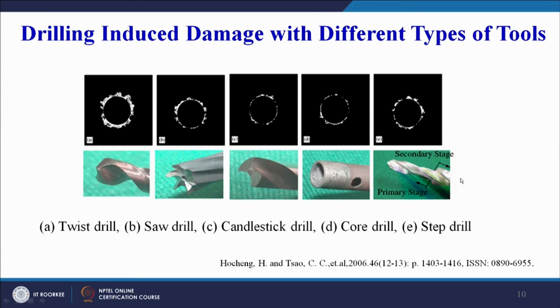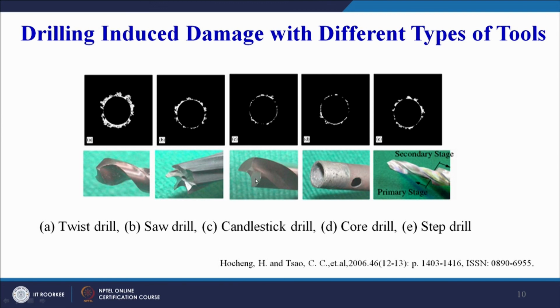Now here, this is the last slide that I want to discuss today. You can see 1, 2, 3, 4, 5 different types of drill. This is the twist drill, the most commonly used twist drill, saw drill, candlestick drill, core drill, hollow drill, and then this is a step drill. We have already seen the signal that is recorded for the step drill, and we can see the damage around the hole. The black portion inside represents the hole and the white portion is depicting the damage around the hole. You can see in the case of twist drill, maximum damage has been reported around the hole, whereas in the case of core drill it is less. Similarly in step drill also it is comparatively less.